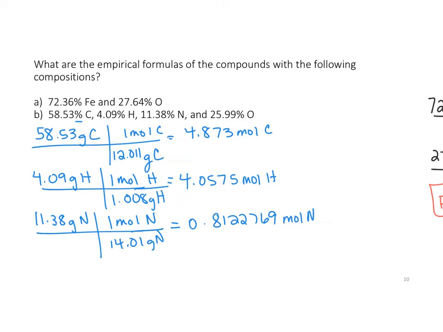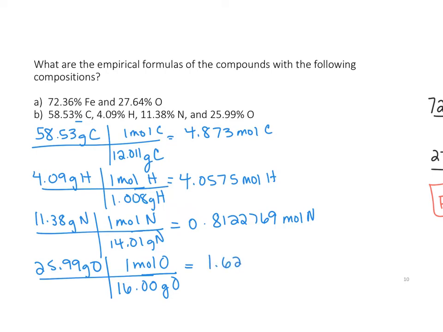And then oxygen, 25.99 gram of oxygen divided by 16.0 gram of oxygen for 1 mole of oxygen. 25.99 divided by 16, 1.624375 mole of oxygen. Okay, so we've done step 1 and step 2, where we converted the percent to gram and then divided by the molecular mass to get moles.